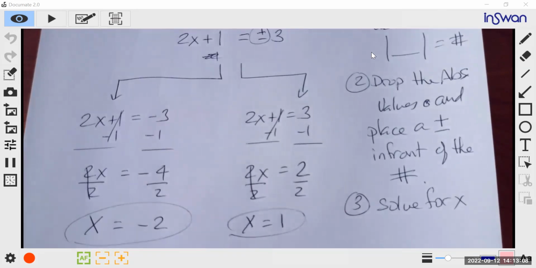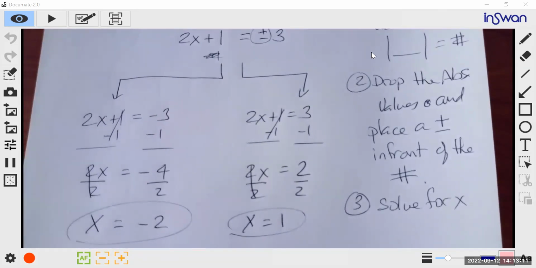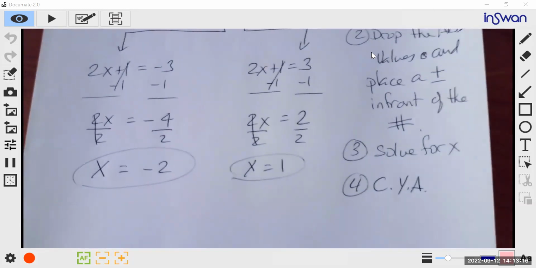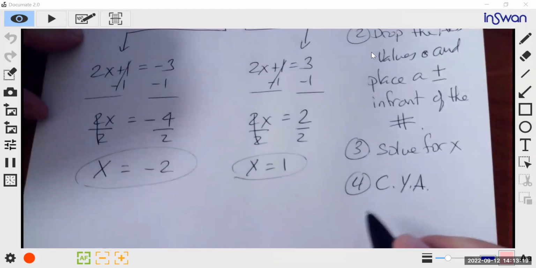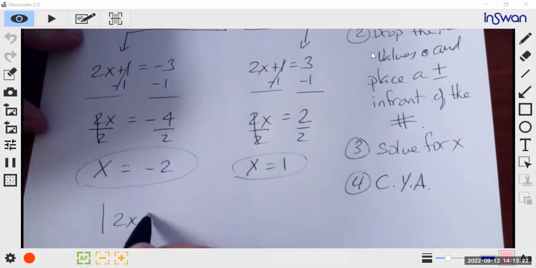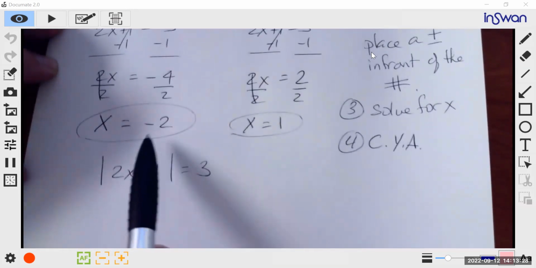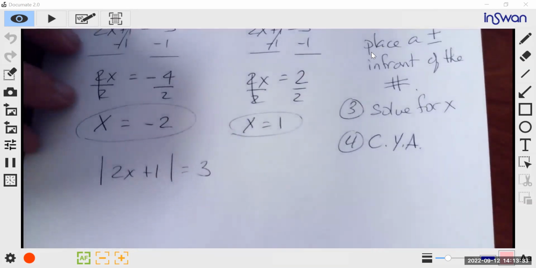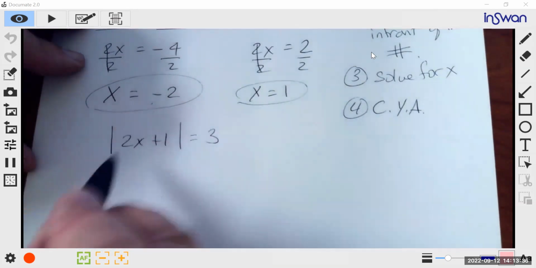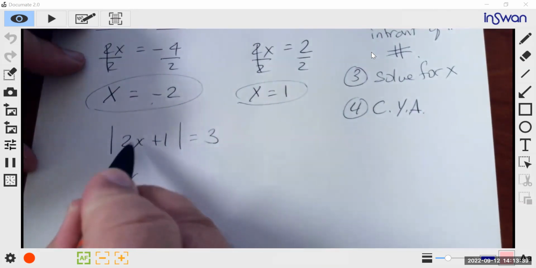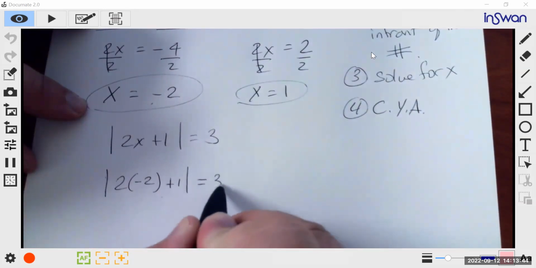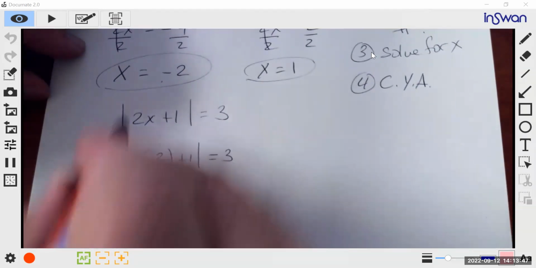Because absolute values can either be positive or negative, you have two possible answers. CYA, check your answer. Our original equation was this. We had to test both answers to see if they work. So let's try the first one. Whenever I see an X, I put a negative 2 in there. So I'm gonna do this one first.